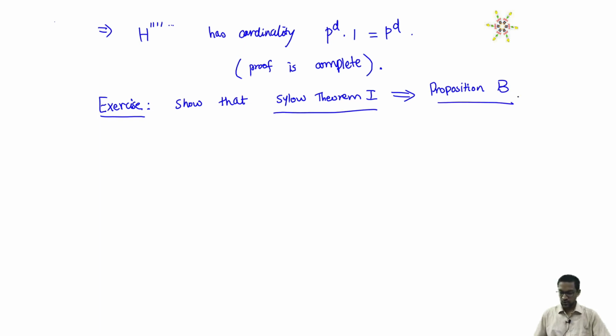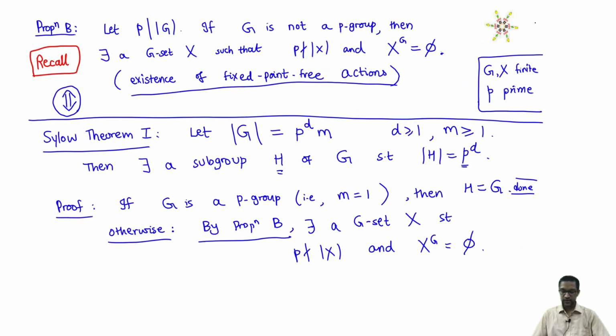So what does proposition B state? If it's not a P group, then you should somehow construct a set X on which the group acts without fixed points. To do that you have to use the Sylow subgroup. If G is given to be a non-P group, look at the P Sylow subgroup of that group and use the group and the subgroup to somehow construct this set X on which the group acts without fixed points. It's a very interesting and useful exercise, and I hope you will try your hand at it.